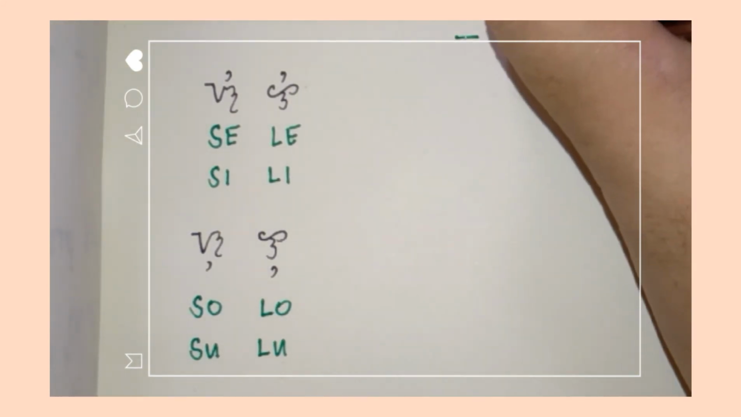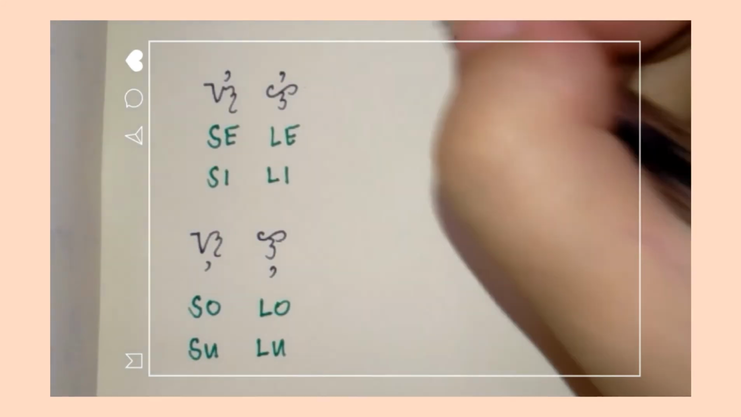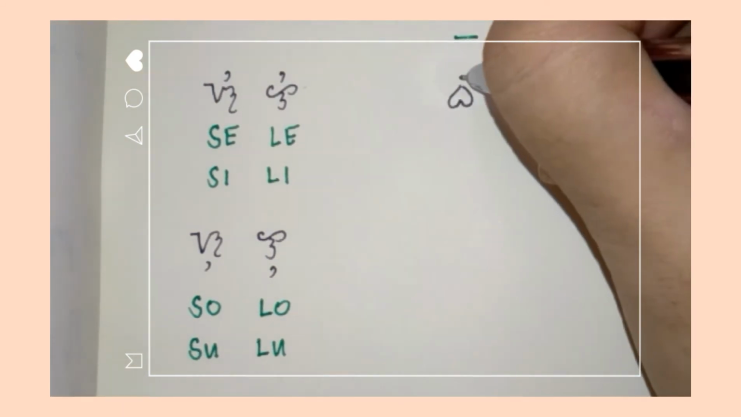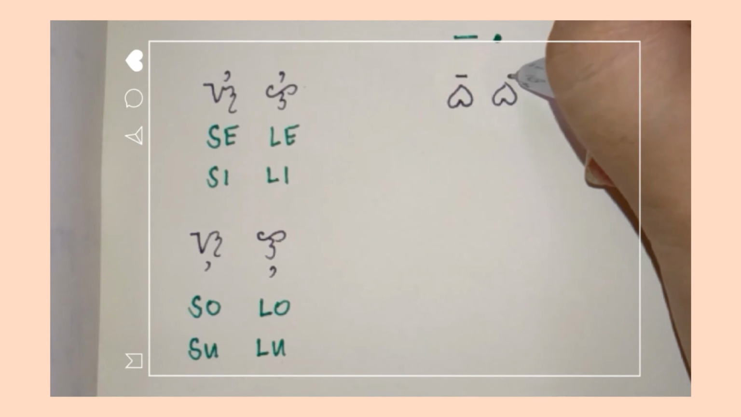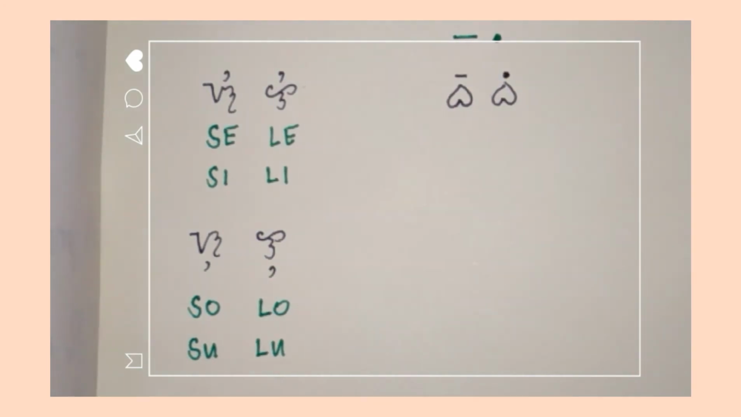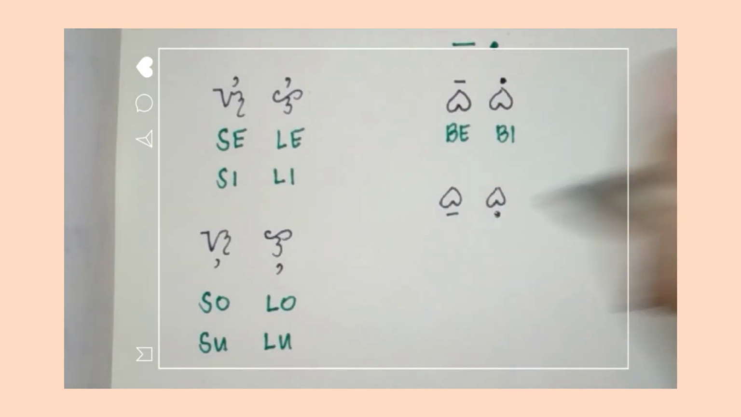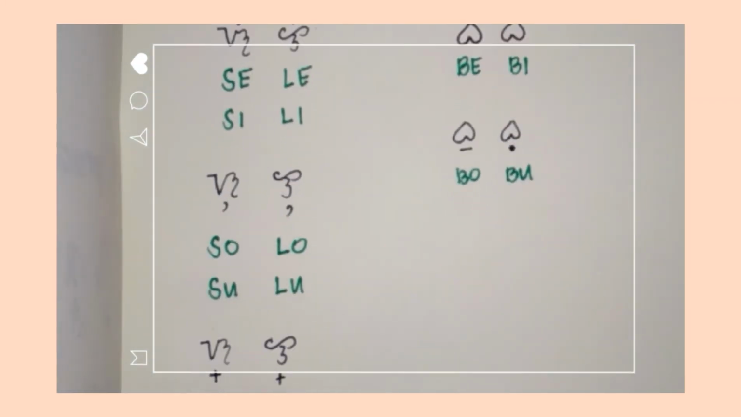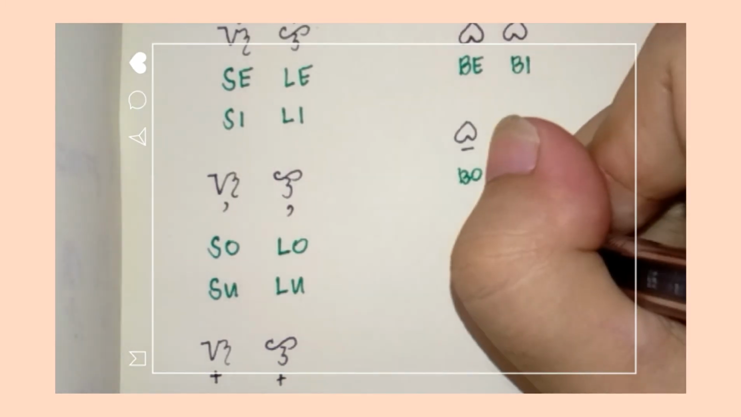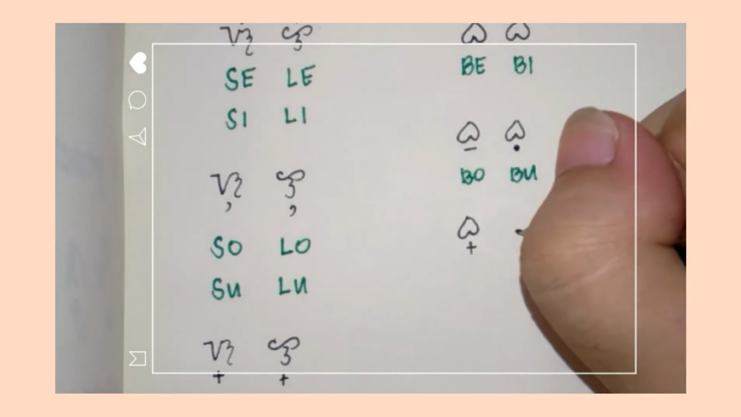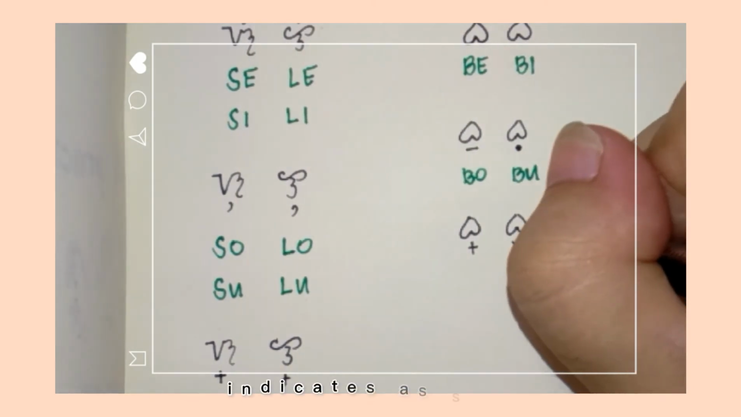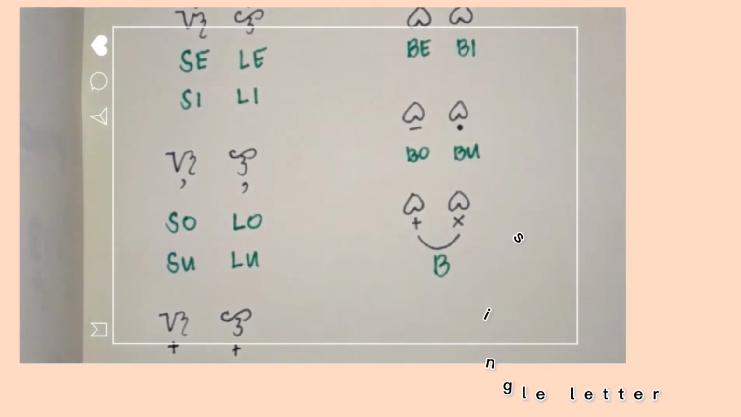So, additional information, there are people who use the dash and period in a different manner. As you can see, in the first character, we use the dash for be and the period for bi. Same thing with the dash and period on the lower part of the character. The first one is read as bo and the second as bu. And also the cross mark or X mark on the lower part of the character indicates that these are just single letters.